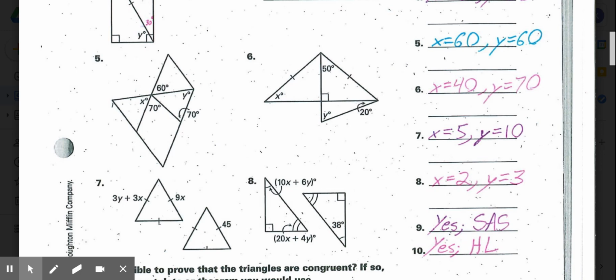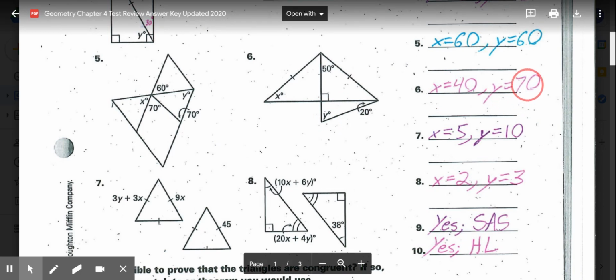And then we get into number 6. In 6, again, we're looking for x and y. Well, y is the one I'm going to find first because in the triangle with y, this angle's 20, and this angle right here would be 90 or a right angle because it's adjacent to a right angle. So I have 90 and 20, or 110 degrees. So 180 minus the 110 means y is 70 degrees.